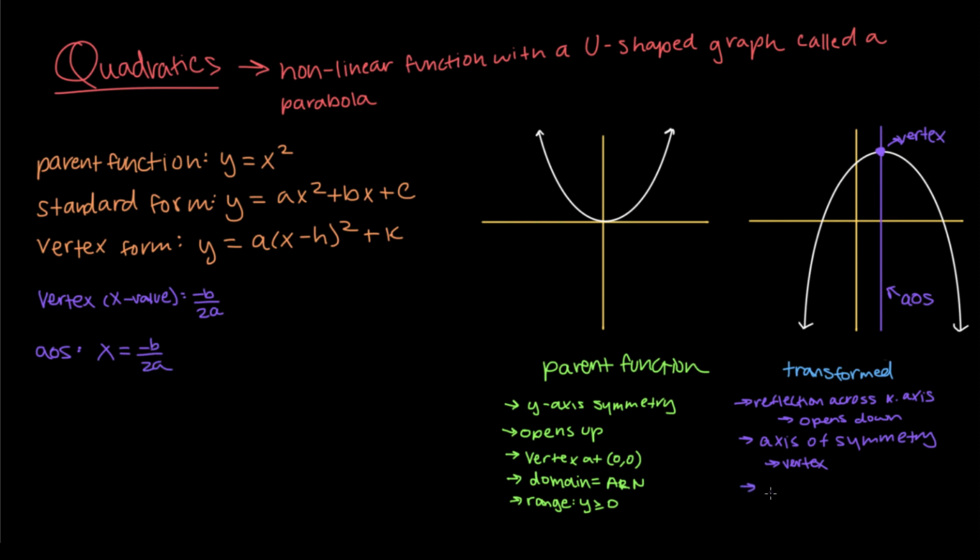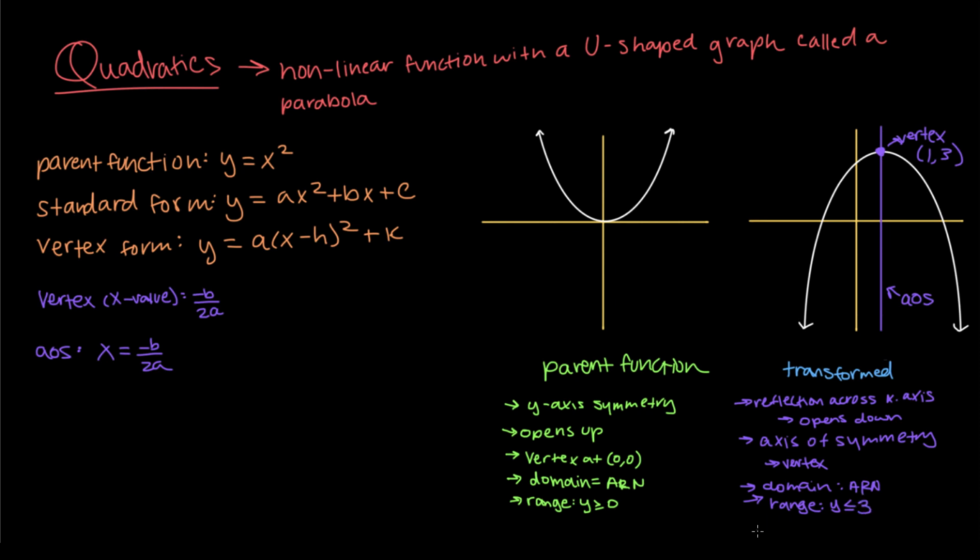So looking at this, you can see that our domain of the transformed function is also all real numbers. So usually in quadratics, it is always all real numbers for the domain. The range, on the other hand, is y is less than or equal to, and then you're going to plug in the y value of the vertex. So the vertex looks to be at about 1, 3. And so I'm going to say that the range is y is less than or equal to 3.